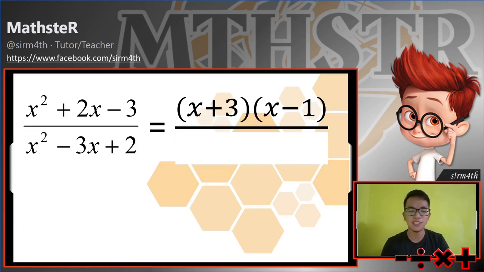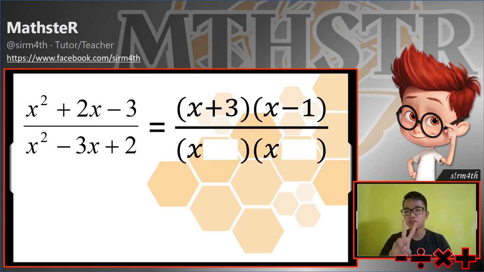Kailangan din natin siyang ma-factor. So our denominator here is x squared minus 3x plus 2. Again, meron tayong dalawang x. Palagi na lang tayong may dalawang x. Okay. Then, let's look at the third term, which is positive 2. So let us find out what is the set of factors of positive 2 which has the sum of our middle term, negative 3. So I have here negative 2 and negative 1.